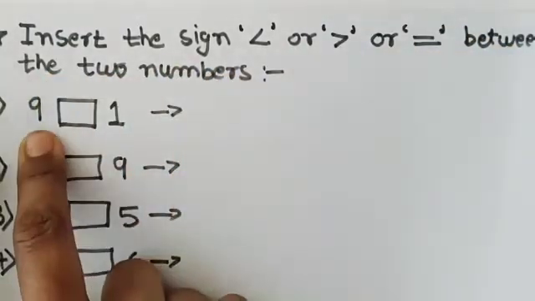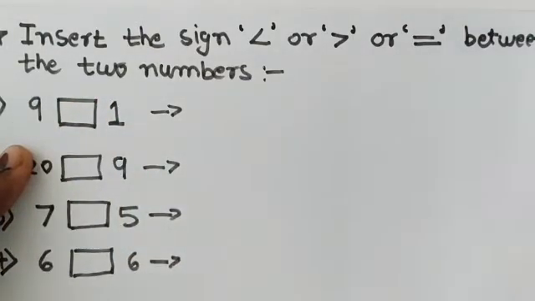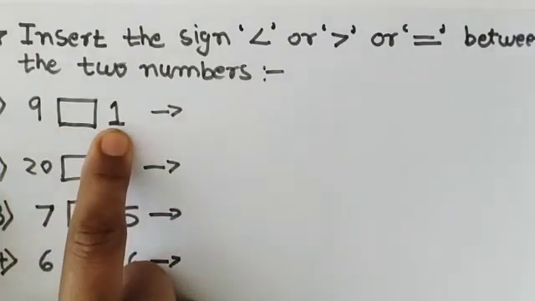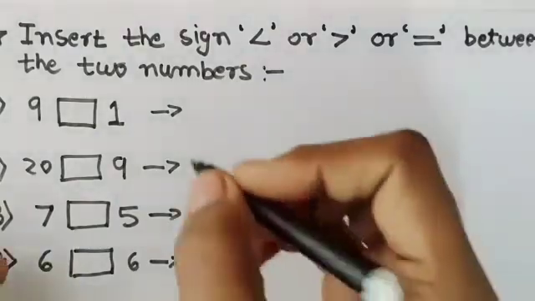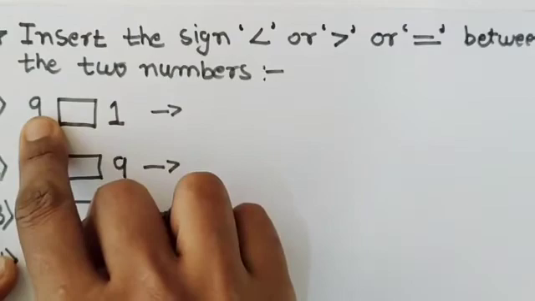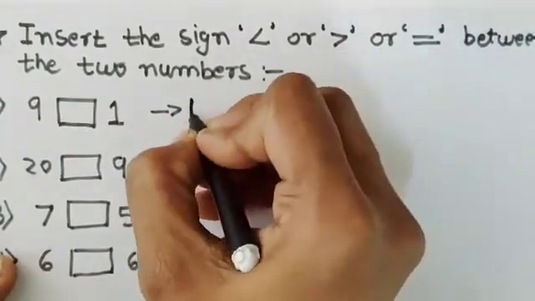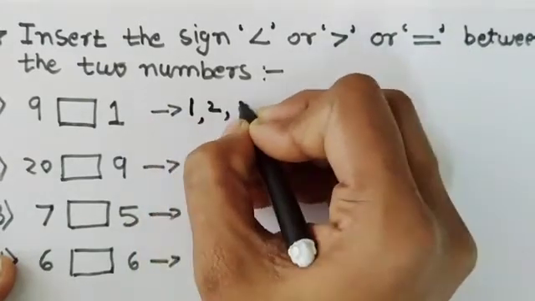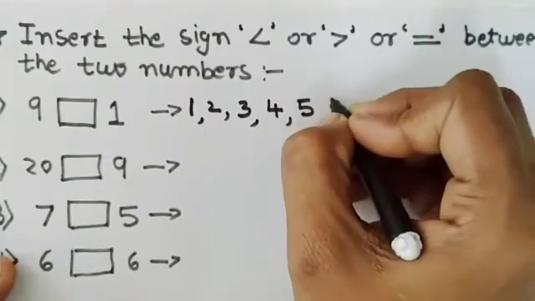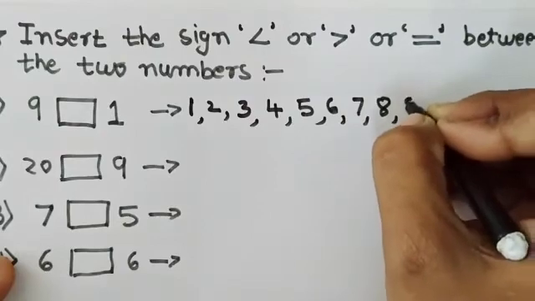So we have to find out which of these two numbers is greater. With the help of serial order, we will solve this question. First, here we have 1 and 9. So we will write the numbers from 1 to 9: 1, 2, 3, 4, 5, 6, 7, 8 and 9.